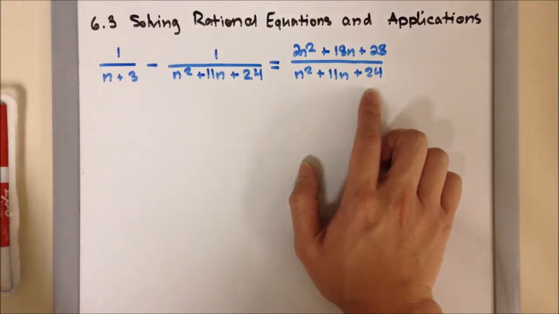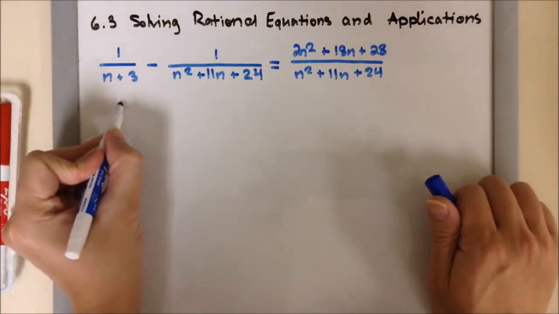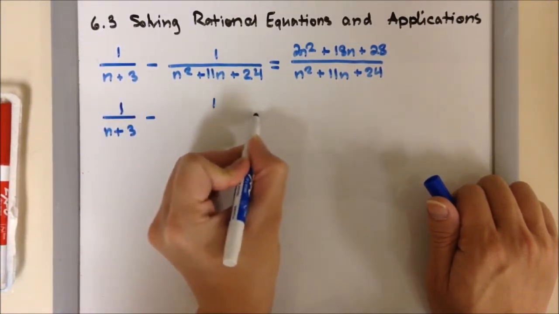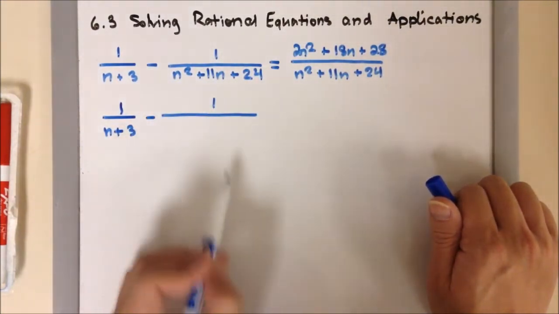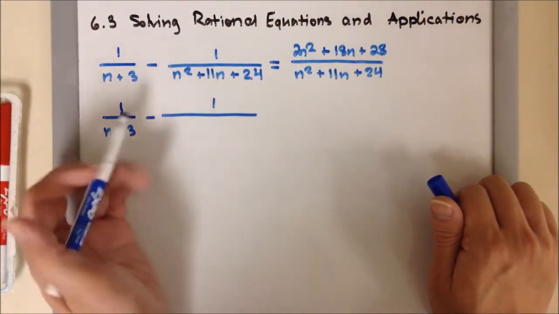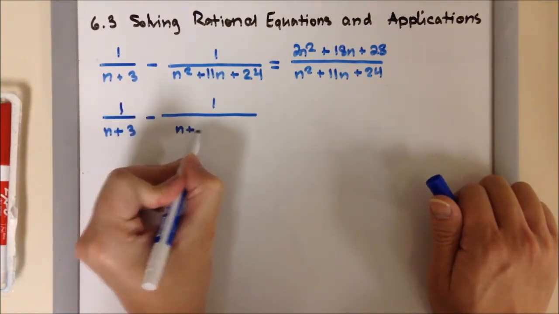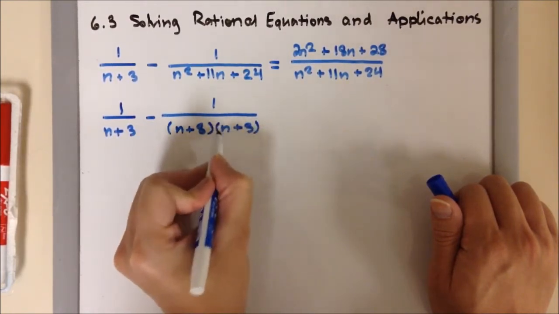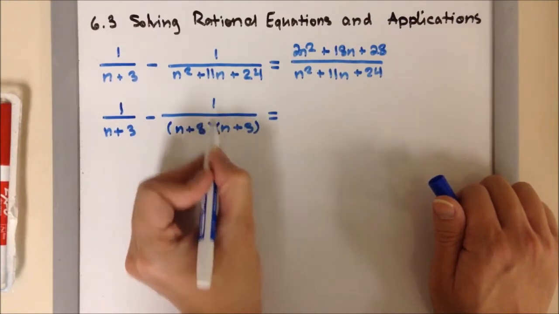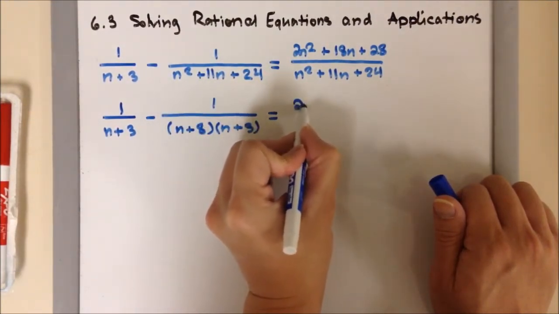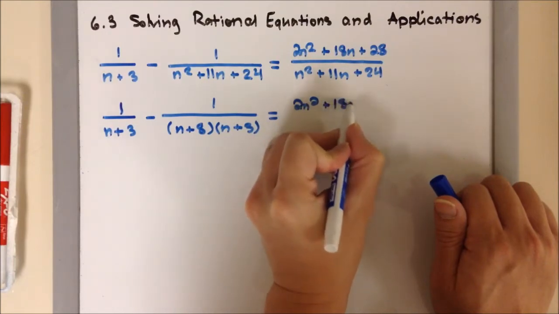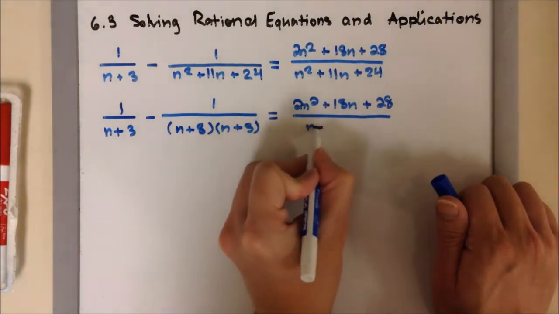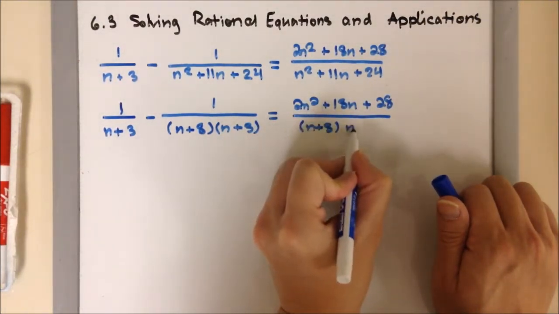So everything will stay the same. This one will stay definitely the same: 1 over n plus 3 minus 1 over. Now when you factor this, doing the x table as shown in the previous examples, your factors will be n plus 8 times n plus 3. And again, I'm only factoring the denominator. I'm not messing with the numerator whatsoever. And then over here, same factors, n plus 8 times n plus 3.